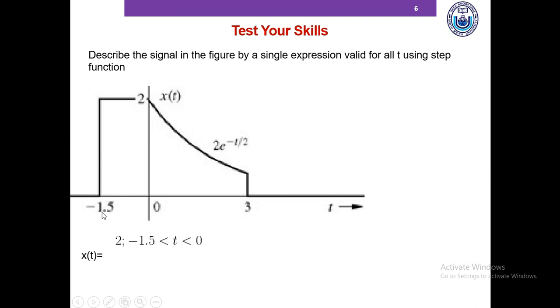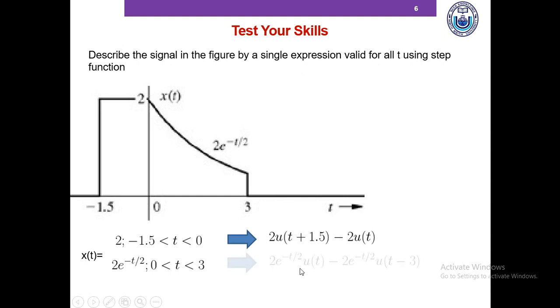So we can see that for time from minus 1.5 second to 0 second, the signal's value is 2. So that's why we have it here. And for the 0 to 3 second interval, the signal obeys 2 e to the power minus t by 2. So we have this equation here from 0 to 3, and otherwise it's 0. This function 2, which is valid for minus 1.5 to 0 second, can be expressed using an advanced step function minus another step function, times 2.